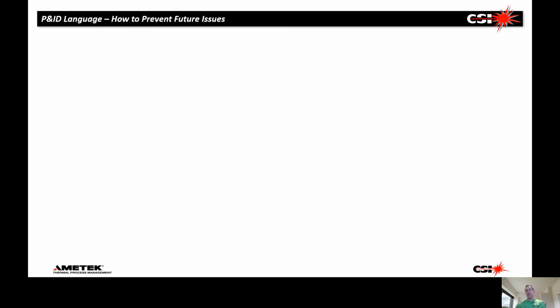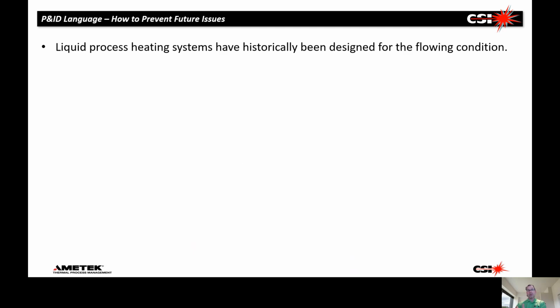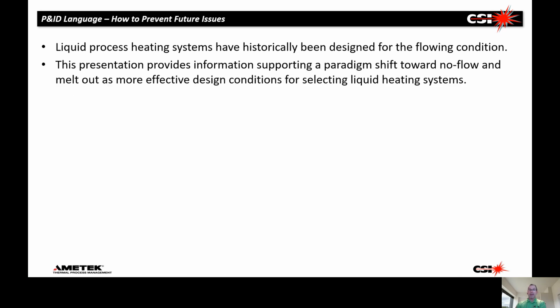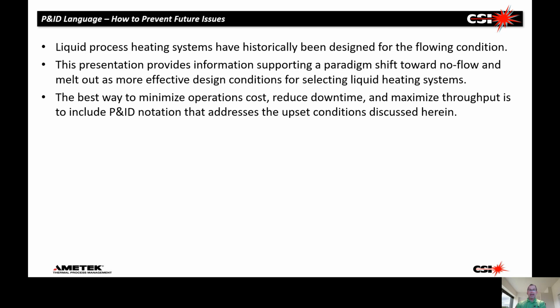So how do we prevent future issues? Well, liquid processes have historically been designed for flowing conditions. Our thoughts on that is to support a paradigm shift toward no flow and melt out as maybe more appropriate design conditions for selecting the heating systems. And the best way to minimize cost, reduce rundown, maximize throughput is to include P&ID notation that addresses these conditions.